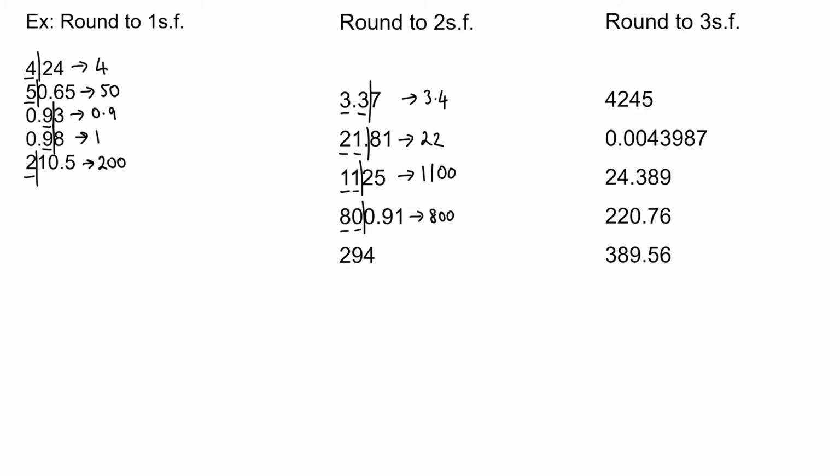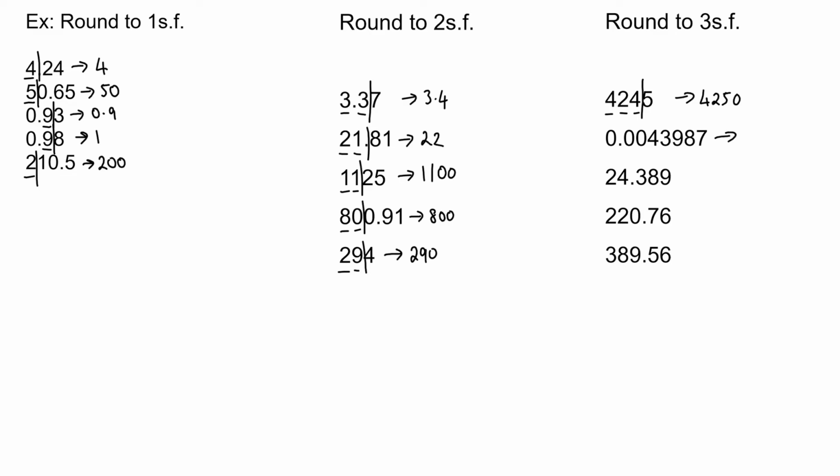Okay, and the final one for two significant figures, 1, 2, cut-off point, and we're rounding down, so that's going to stay as 290, or also the 29 bit before the line stays the same, and a 0 to put it in the correct place value. Okay, and then three significant figures. So same thing, 1, 2, 3, cut-off point, we're rounding up, so it's going to be 4, 2, 5, and a 0 to make sure everything's in the correct place.